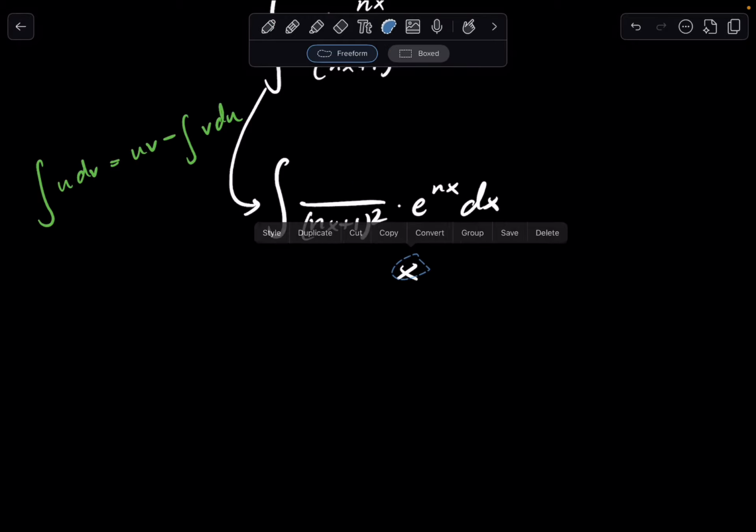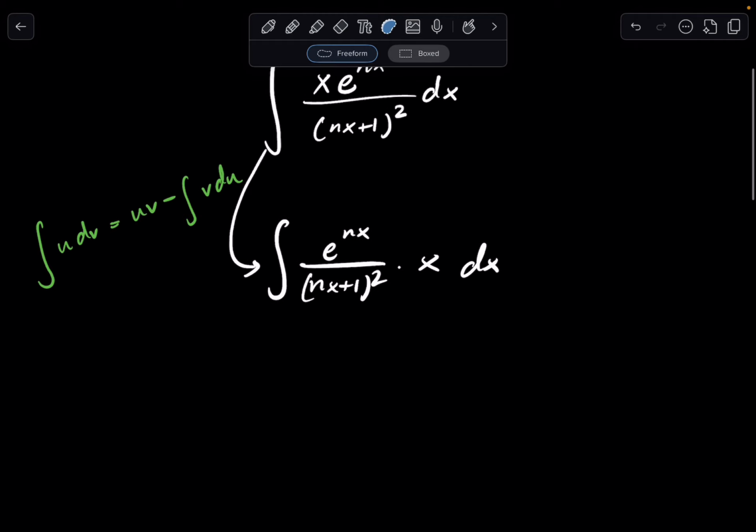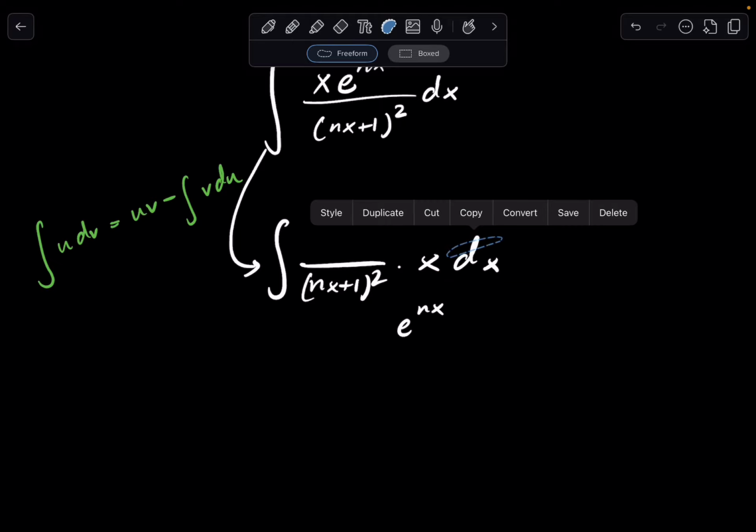Another option is to switch these around. e to the nx can be the numerator, and x dx could be dv. Now, what's the issue with this? As I said, we want to choose a good dv because we're going to be integrating dv to get v, which we're going to be using in an integral later. And while we could just use x dx, e to the nx is a better choice because e to the nx just works better with integrals, and it doesn't get more messy because the integral of x is, of course, x squared over 2.